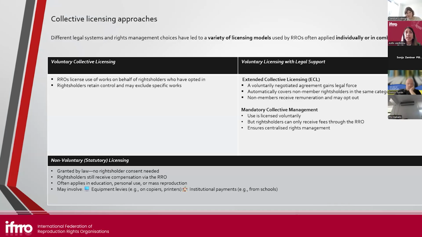There are different legal systems and rights management choices, and all these have actually led to a variety of licensing models, which are used by RROs, and they are often applied individually or in combination. Depending, of course, on the country, there are different systems like voluntary collective licensing. Here, RROs license use of works on behalf of rights holders who have opted in, so who have actually chosen to proceed in this way.